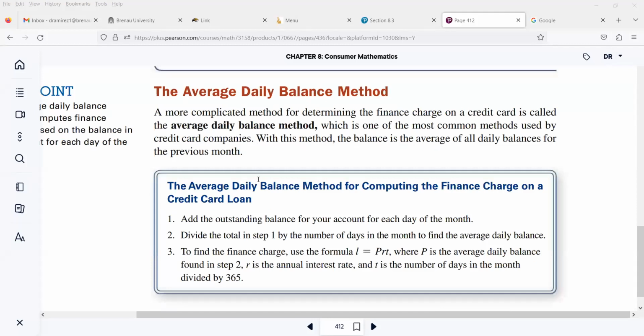Okay, so that was one method, the unpaid balance method. The other method is the average daily balance method. A more complicated method for determining the finance charge on a credit card is called the average daily balance method. But that's actually what credit card companies use. So with this method, the balance is the average of all daily balances for the previous month.